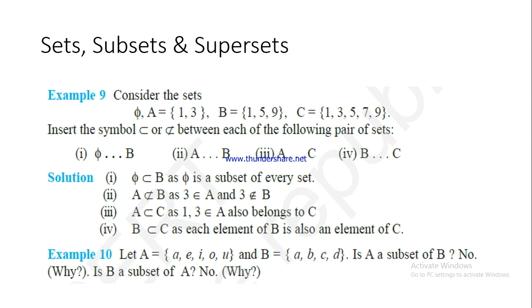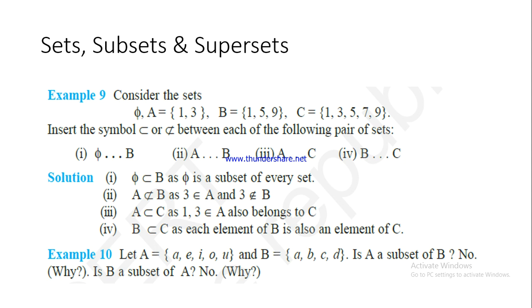Now please understand, we had already said that phi is considered to be an element of every set. Even if a set does not have even one element, it will have phi. So phi is a subset of every single set. I am repeating it again: phi would be considered an element of every set, and that is why the solution is showing you that phi is a subset of B. Yes, phi is a subset of every set.